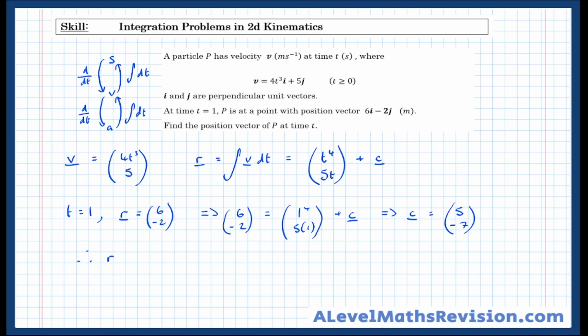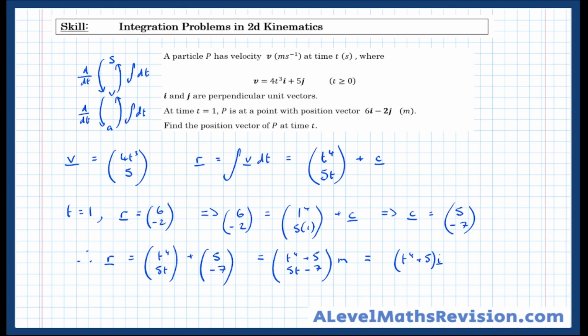Therefore, now I can say that the position vector at time t is equal to (t to the 4, 5t) plus (5, minus 7), and there we have it. Or we could combine it into a single vector, (t to the 4 plus 5, 5t minus 7), and that's meters. Or if we wanted to, we could give it in ij format as well. (t to the 4 plus 5)i plus (5t minus 7)j meters. Either way, it works.